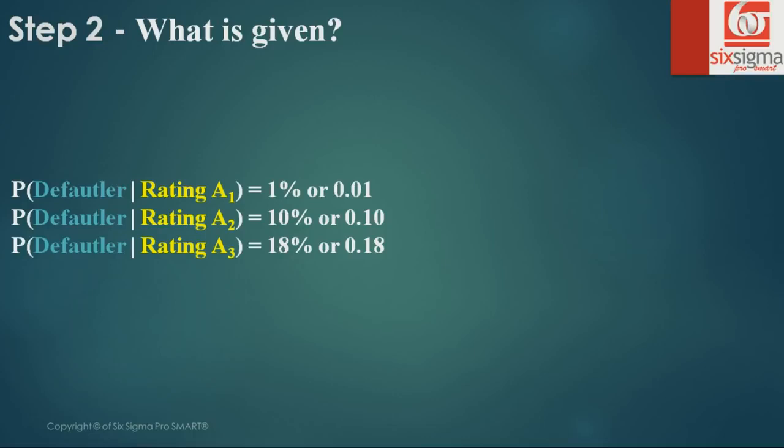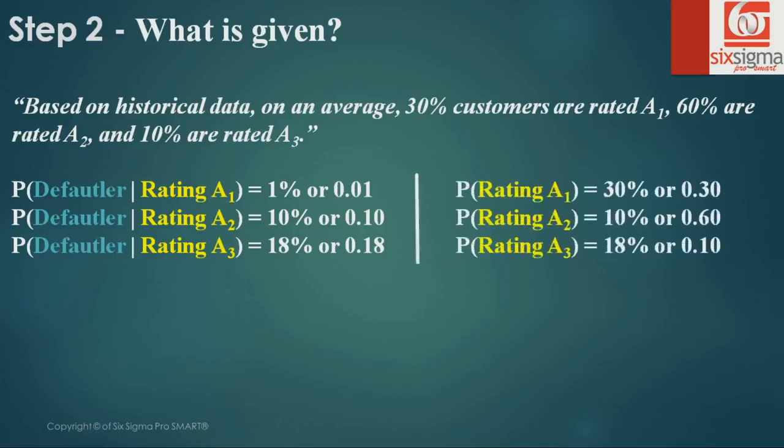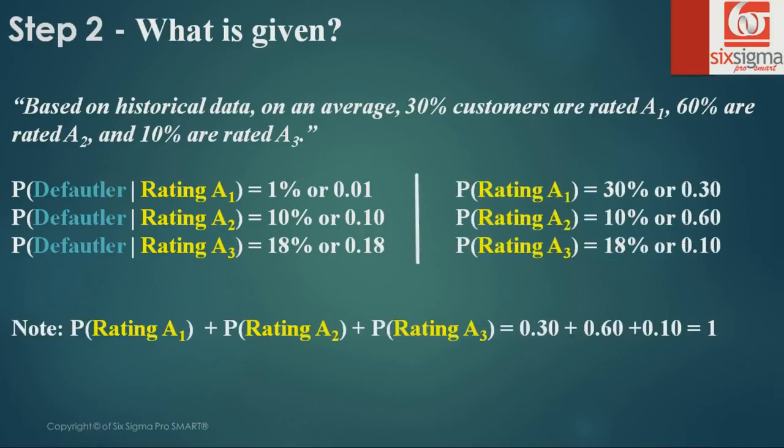This is the conditional probability piece which is known to us. What else is known to us? Based on the historical data, on an average, 30% of the customers were rated A1, 60% of the customers were rated A2, and 10% of the customers were rated A3. And these are the simplest probabilities. Prior probabilities, normal probabilities. Here we go. And notice that when you add these prior probabilities, they make up the complete sample space, which equals 1.